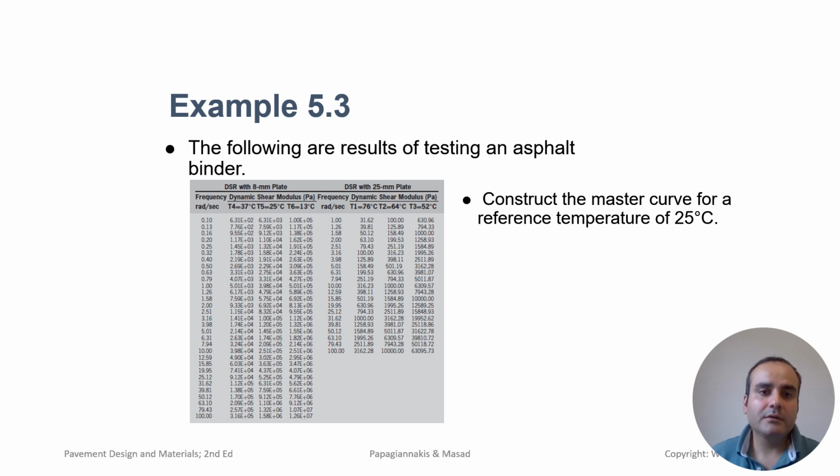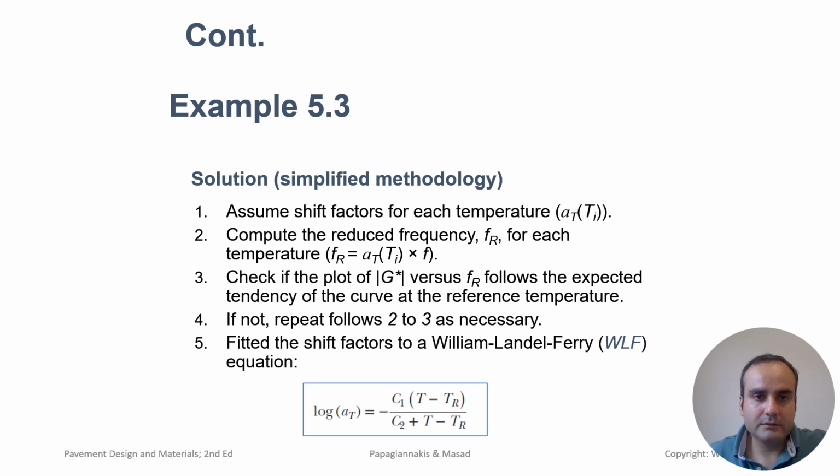This example requires constructing the master curve for an asphalt binder for a reference temperature of 25 C. In this table, the results from the DSR test are given for different frequencies and testing temperatures, which should be converted to a reference temperature. This slide shows the different steps involved in constructing the master curve.